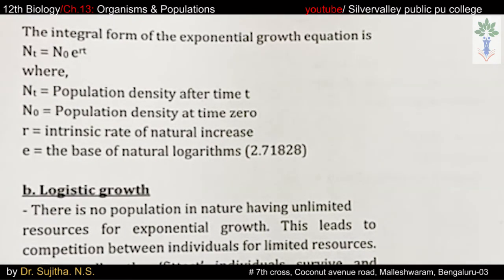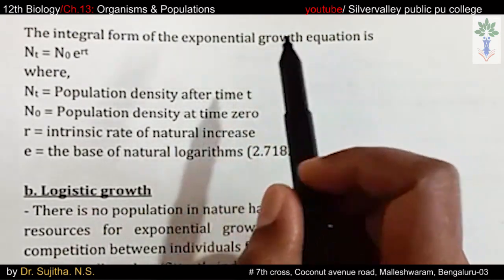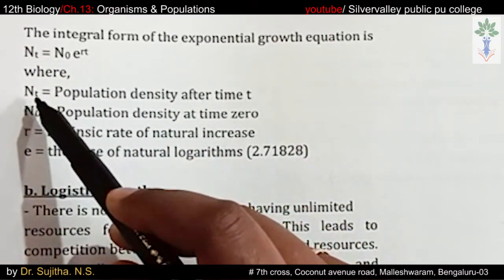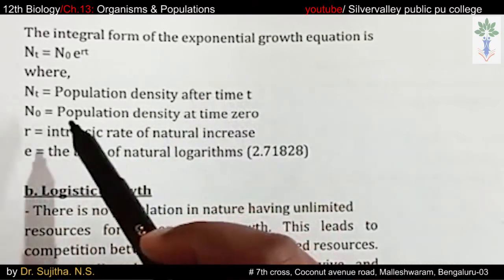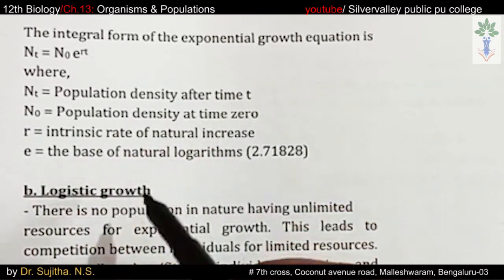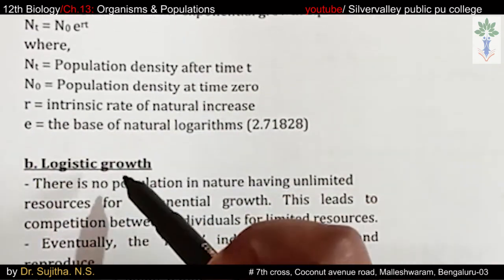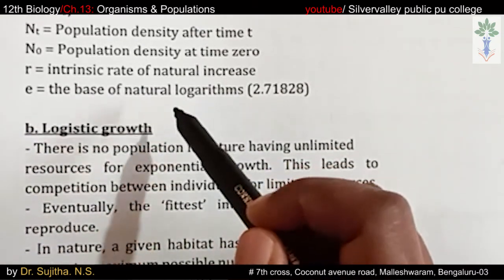So after integration and differentiation, the exponential growth equation is N t equals N naught e to the power r t, where N t represents the population density after the time t, N naught represents the population density at an initial time 0, r represents the intrinsic rate of natural increase and e represents the base of natural logarithms.